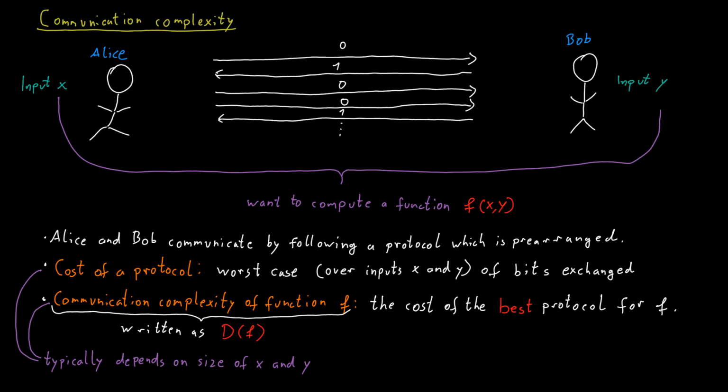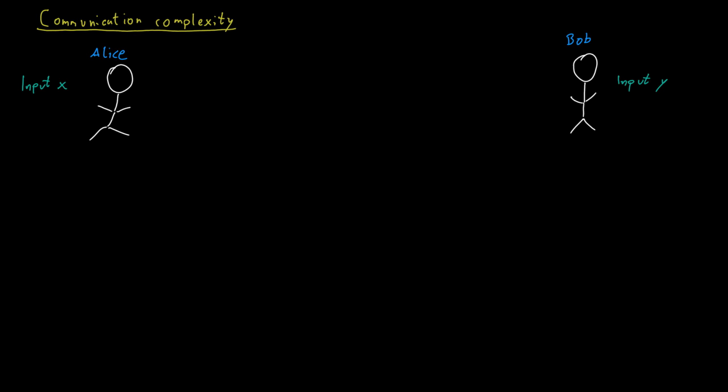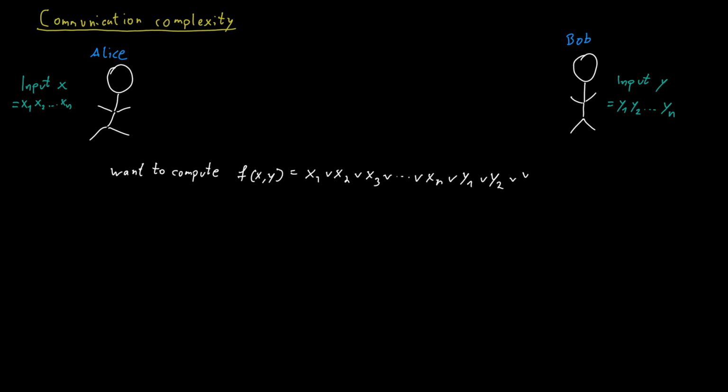It's maybe best to use an example to illustrate this. Let's say we want to compute the OR function. Alice gets an input which consists of n bits, x1 to xn. And Bob gets an input which consists of n bits as well, y1 to yn. And what they want to compute together is the OR combination of all of those 2n many bits. So x1 or x2 or x3 and so on, or y1 or y2 or y3 and so on until yn.